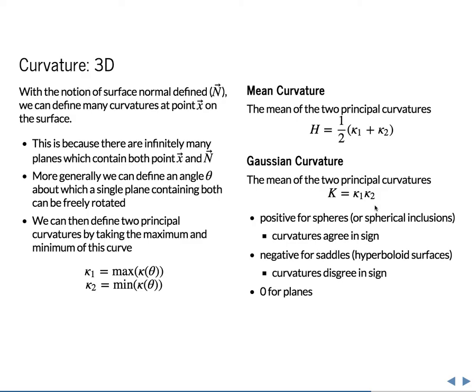When the Gaussian curvature is positive, they're both in the same direction, and when it's negative, you have some sort of saddle-like shape. And so this gives you some basic intuition for how these terms are used, and mostly for interpreting their meaning.